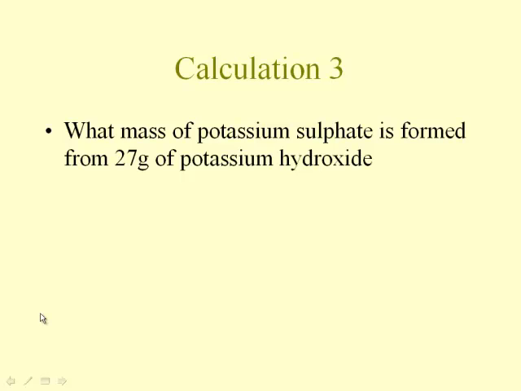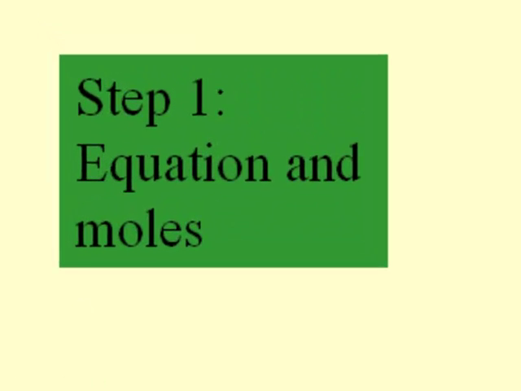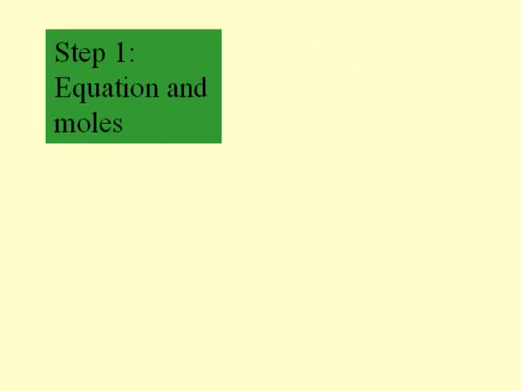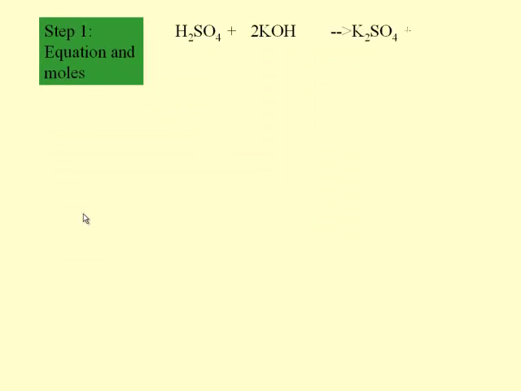The question is, what mass of potassium sulfate is formed from 27 grams of potassium hydroxide? And I must have given you the equation, did I? Right, so the first thing we do, it's the same routine every single time, we start off with the equation. And that equation tells us immediately that 2 moles of potassium hydroxide react with 1 mole of sulfuric acid. So we can go straight from the equation to writing down the number of moles underneath.